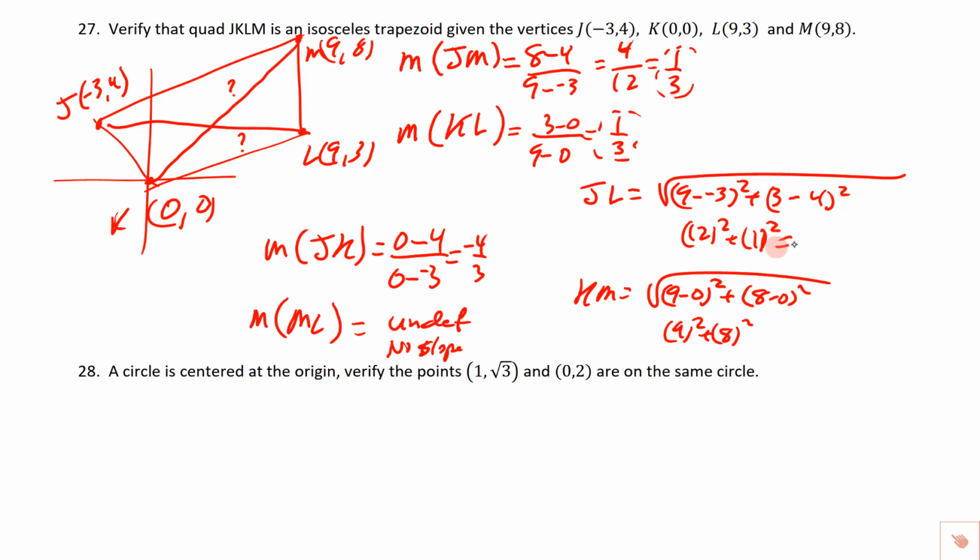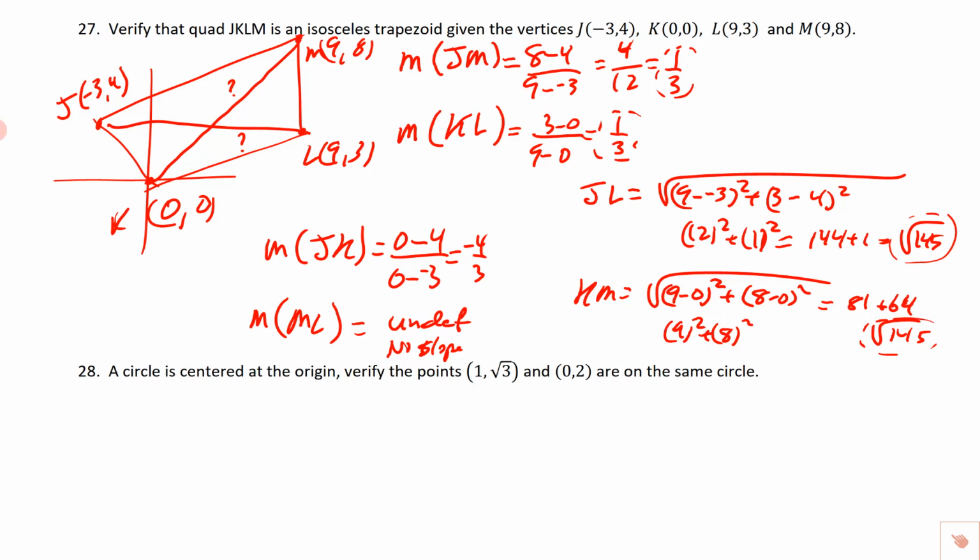Okay, so this is going to be 144 plus 1. So we get square root of 145. Now, I'm not holding out a lot of hope for this, because this doesn't really look good, but I'm going to keep that circled right there. And then this is going to be 81 plus 64. Let's see, 80 plus 60, that would be 140. And then, holy cow, this works out to be 145. Okay, so those are indeed equal.